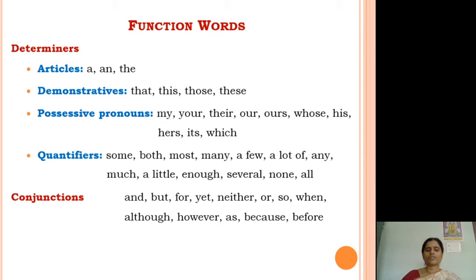Now let us see conjunctions. We have a lot of conjunctions which we use to combine two clauses. Those are and, but, for, at, neither, or, so, when, although, however, as, because, before. Some of the things I have mentioned here, not all. So all such kinds of words are also called function words.